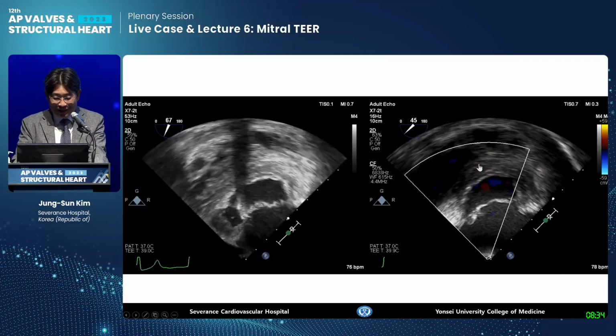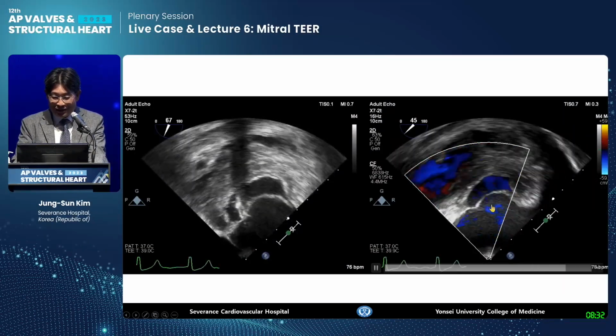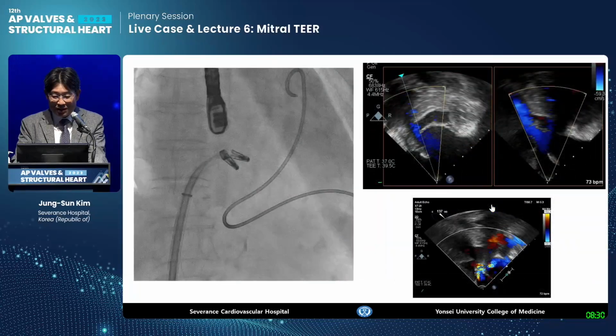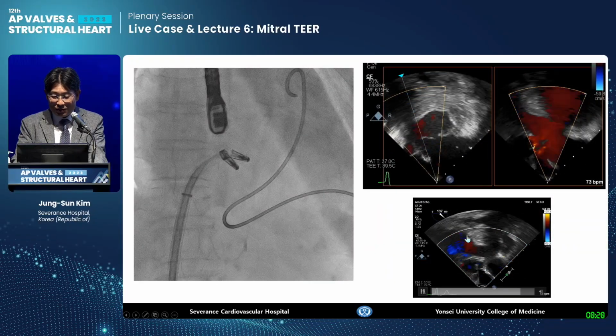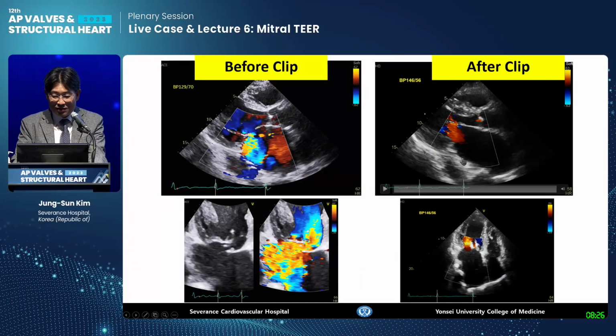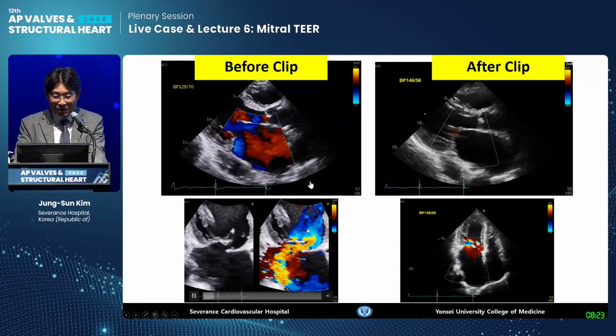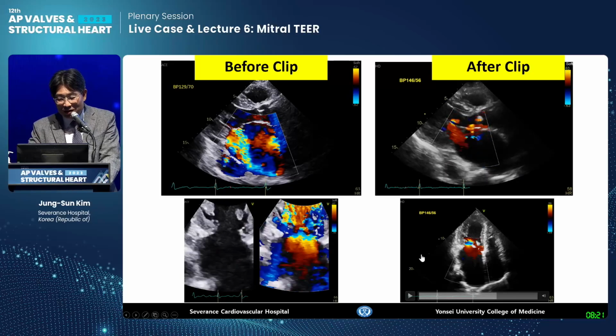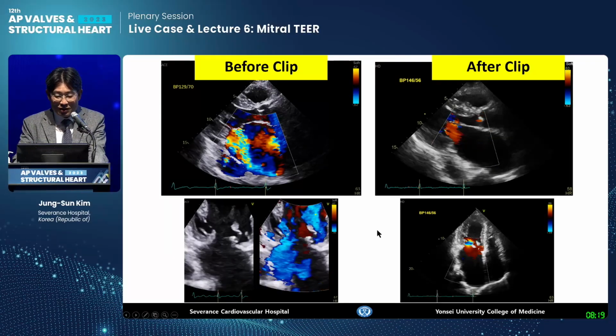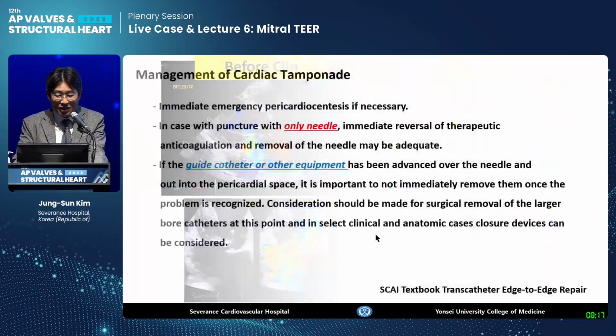So finally, we got one clip, and there is some residual MR. Then we put another one, and here's the final result, and there is some mild MR. So we can finish this case without any severe complication.